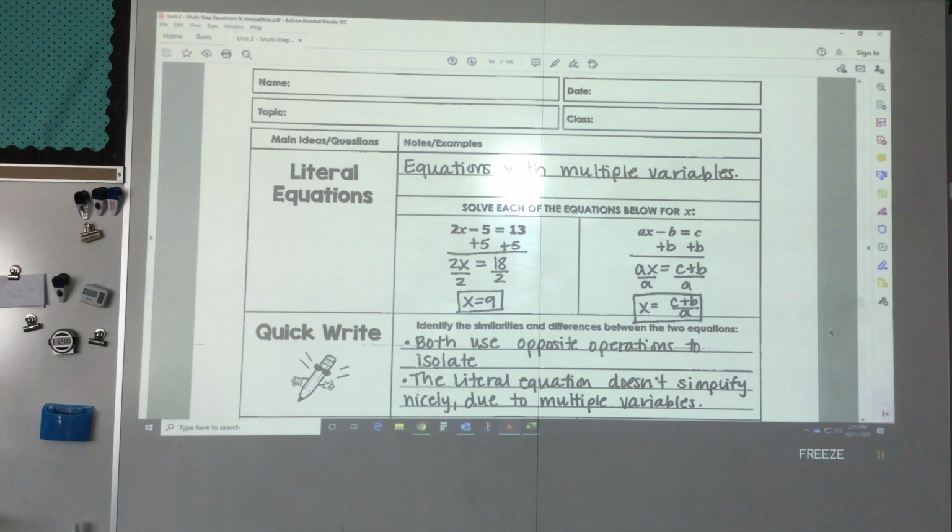We're going to isolate x. We're going to add 5 to both sides, divide by 2. We're going to try that now. Instead of numbers, we're going to put other letters. That's where the multiple variables comes into play.